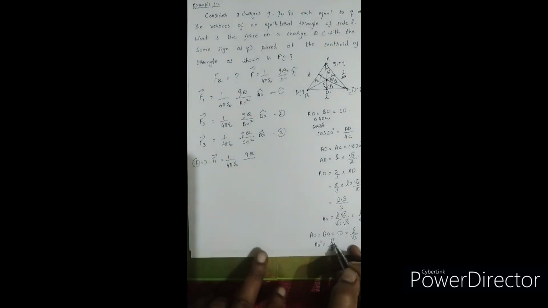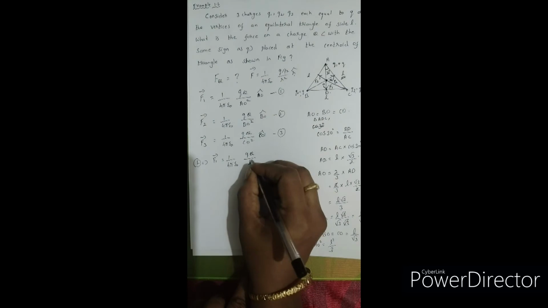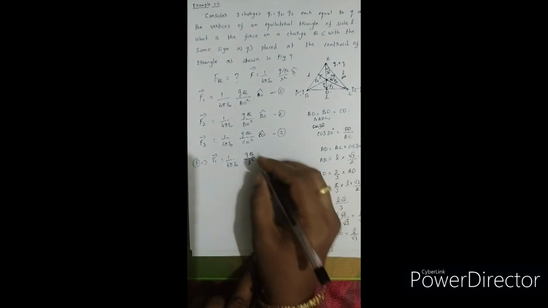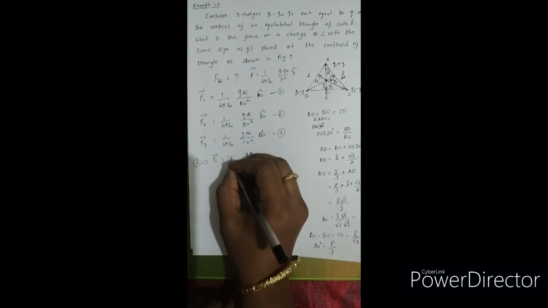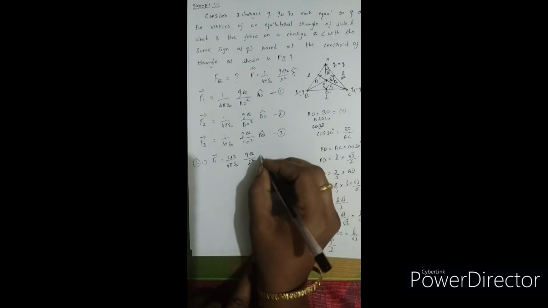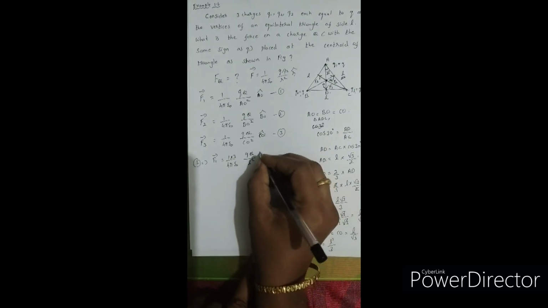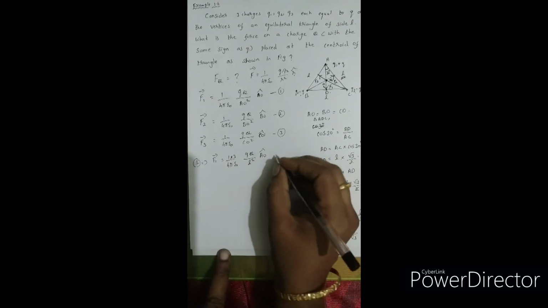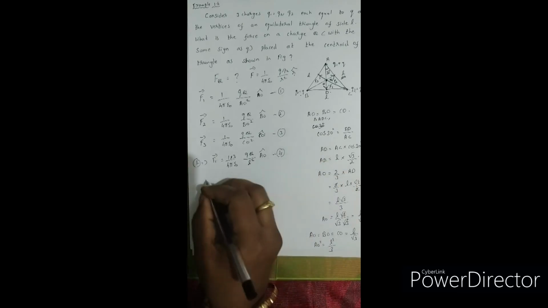Instead of AO square I have L square by 3. So L square, this 3 will go to the numerator. So 1 into 3, right? L square into AO unit cap. Okay, let this be the fourth equation for me.